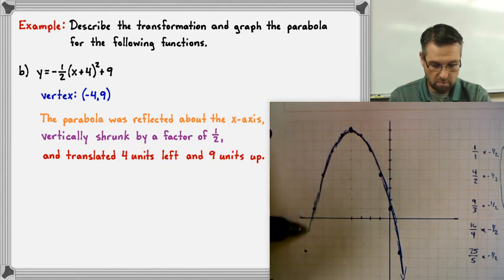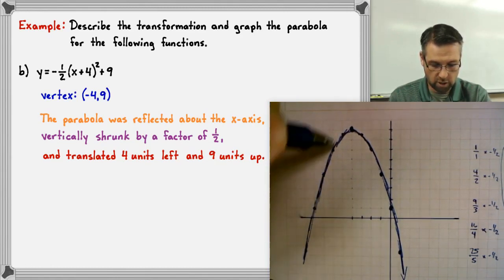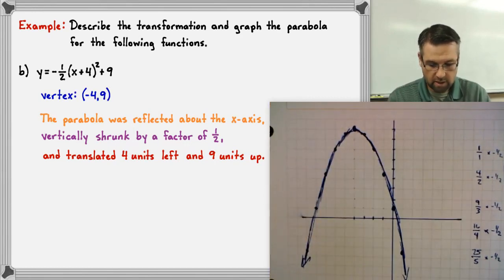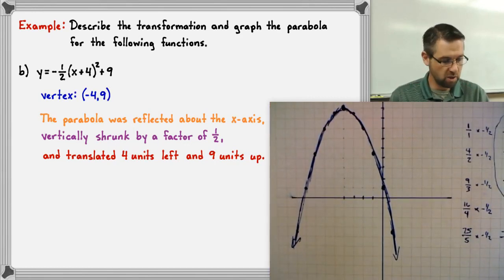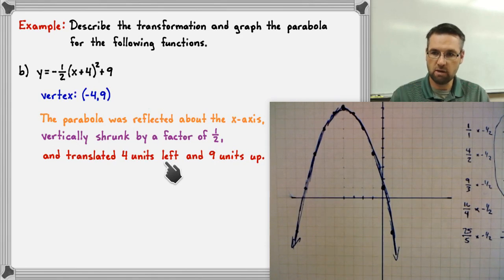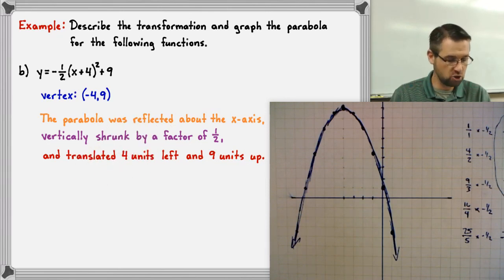That's just a better way to get a more accurate looking curve. Okay? So there is your parabola. So we have described it. Remember, we're looking for 3 things in our description: whether it was reflected, whether it was vertically stretched or shrunk, and then whether it's translated, or shifted.